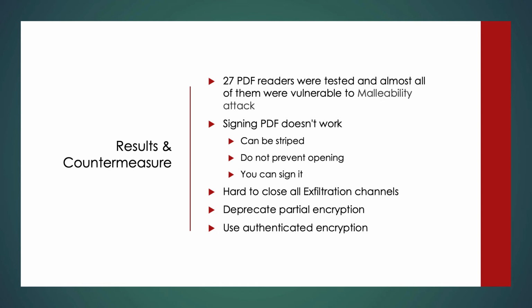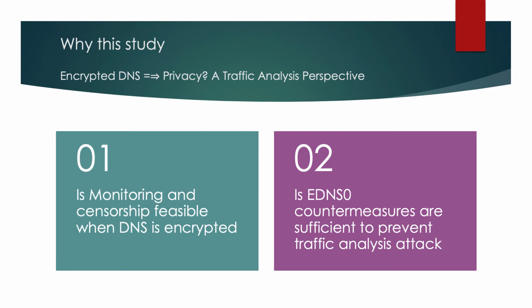The ideal solution is to stop partial encryption and use authenticated encryption instead of plain AES. Another approach is using encrypted DNS. Can you still understand or monitor where you are visiting? And two, EDNS has proposed some countermeasures to prevent these types of side channel attacks, and if those proposals are valid.